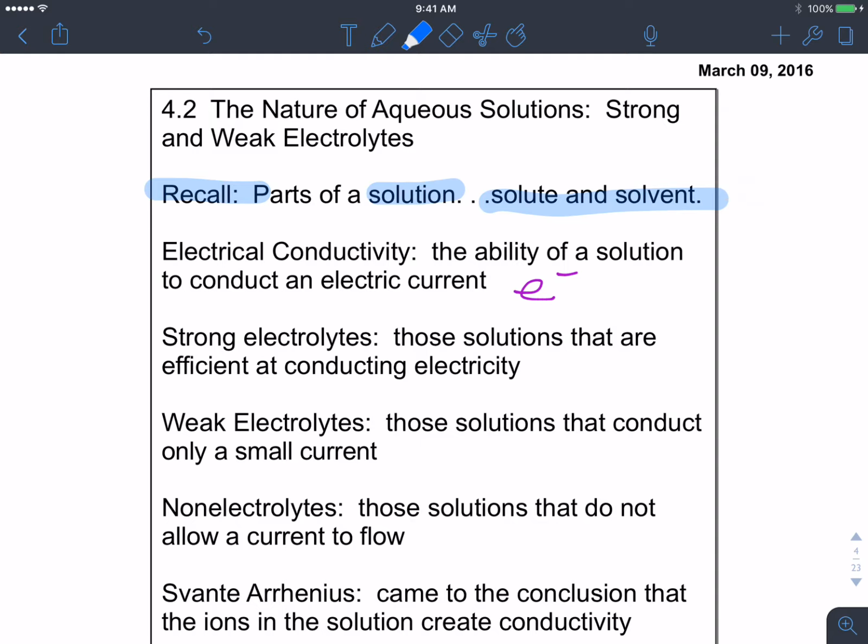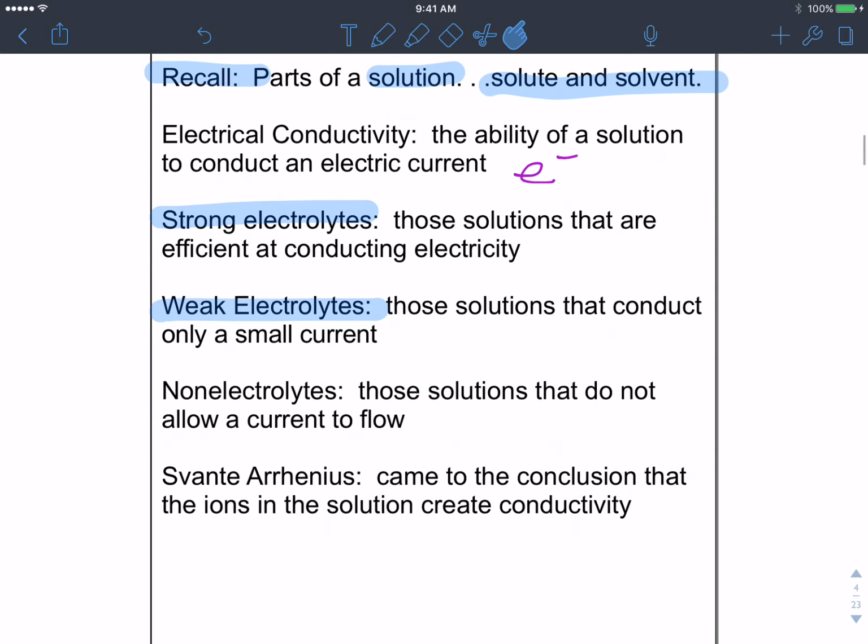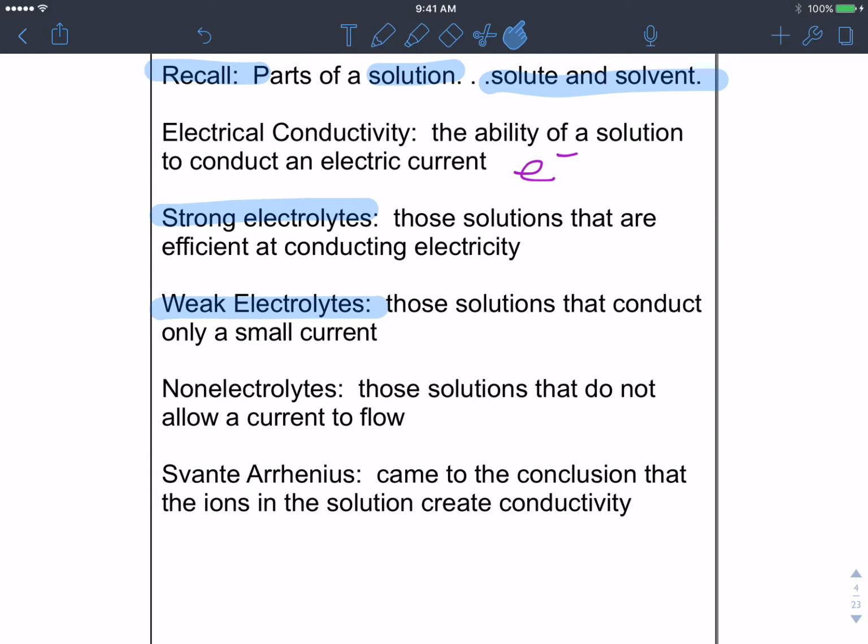Now, there are a couple of types of electrolytes. We have strong electrolytes. Those are the solutions that are efficient at conducting electricity. And we have weak electrolytes that can only conduct a small current. And we can test for this. I have a light bulb on an electrode. If I put the electrode in a salt solution, which is a strong electrolyte, we will end up with the light bulb being lit. If I put it in a weak electrolyte, such as vinegar, it'll only be dimly lit.